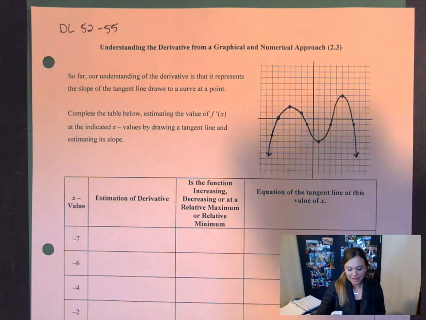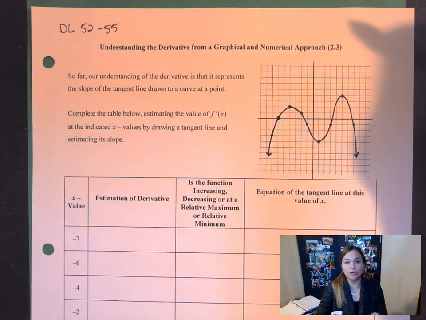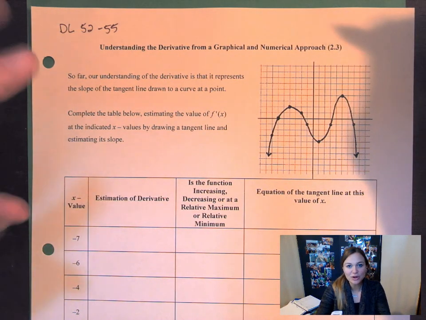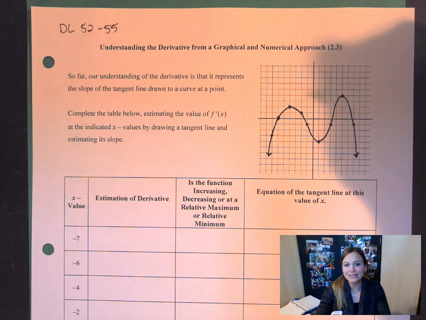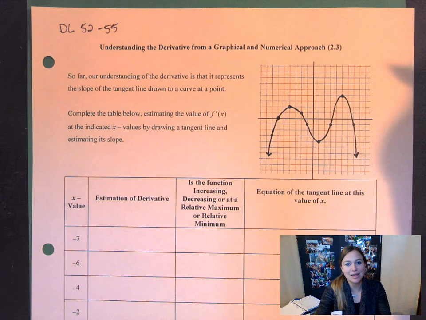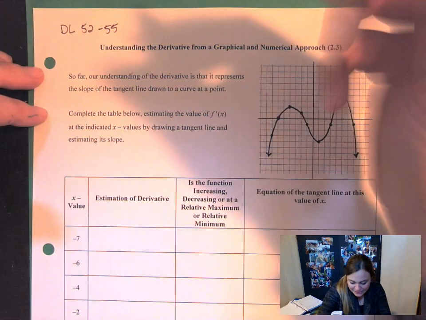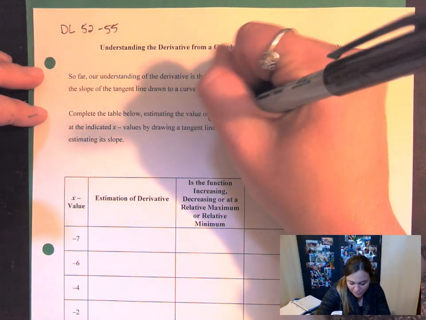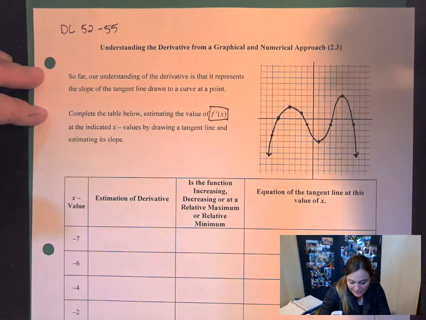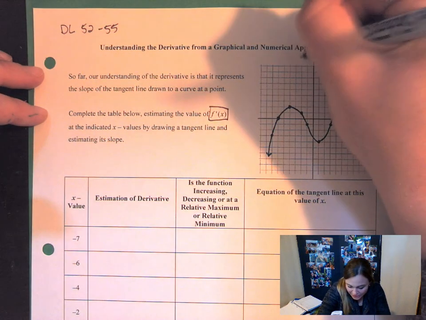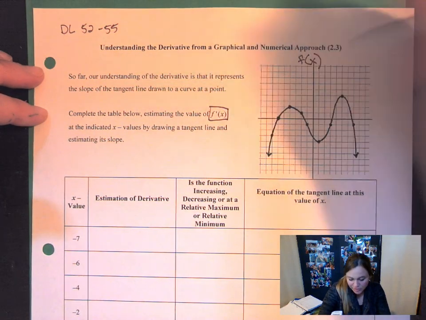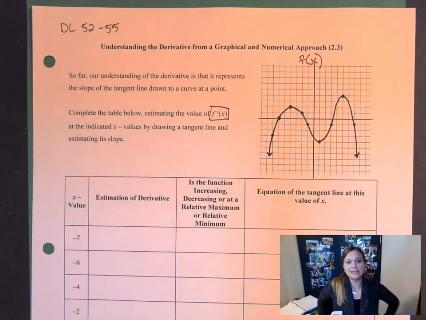So we're going to understand the derivative from a graphical and numerical approach. Meaning when we look at a graph, we know what a derivative means. If we're doing this algebraically in some way or looking at a table, we're going to know what the derivative means. So over here it says complete the table below, finding f prime of x. What I want you to know is that this over here is f of x. So this is my function. I want to label it that this is f of x.